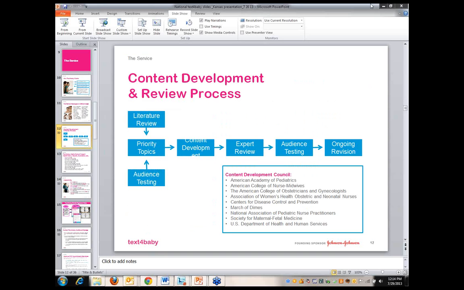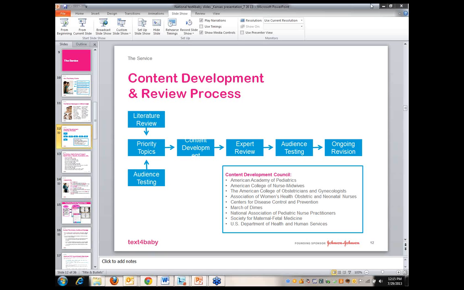So how we develop the messaging: we have a content council, which is made up of a number of major medical associations you see here: American Academy of Pediatrics, American College of Nurse Midwives, American College of Obstetricians and Gynecologists, and then you see many more here. Once a year we do a huge overhaul and look at all the messages with our council, making sure they're relevant, always evidence-based, exactly what our moms in the community that are enrolled want to hear, need to hear, and we're very receptive to our users as well as our partners about updating and keeping our messages relevant.